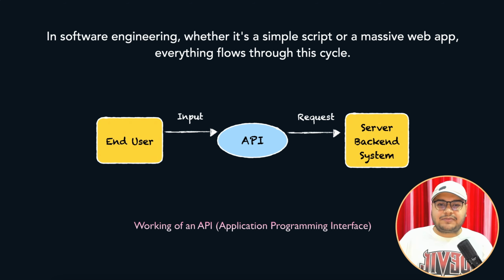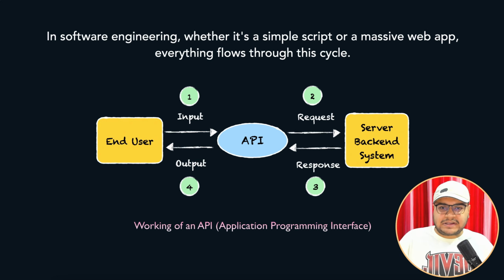fetches the requested data from the database, and prepares it in a usable format, such as a JSON response. Finally, the processed data returns to the API as a response, and further, that is sent back to the user interface, or your beautiful UI, where it's displayed on the screen to the user.